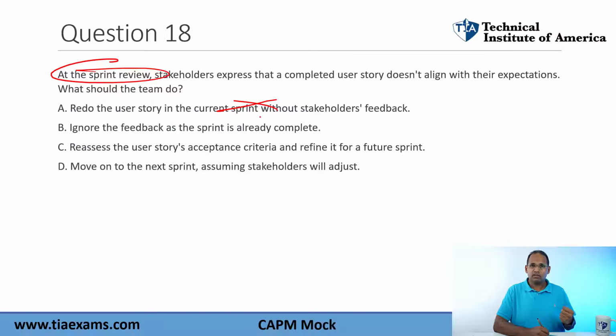Users' feedback is critical to ensuring you build the right product. On this exam, if you get a choice that says ignore something, never select it, it's never the answer. Reassess the user story's acceptance criteria and refine it for future sprint.